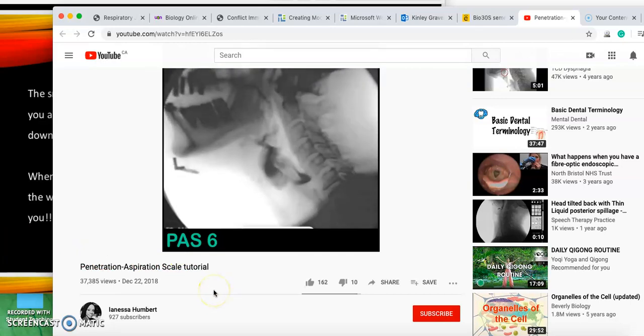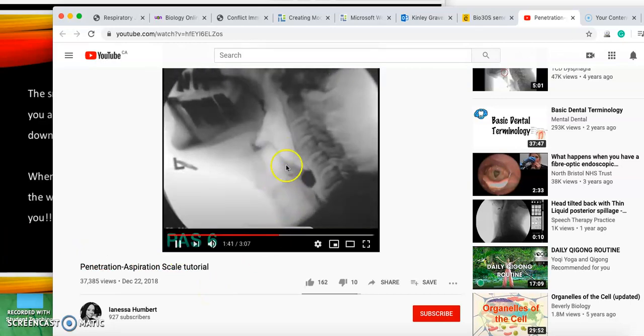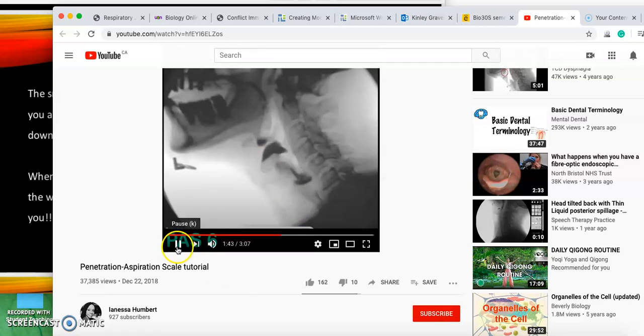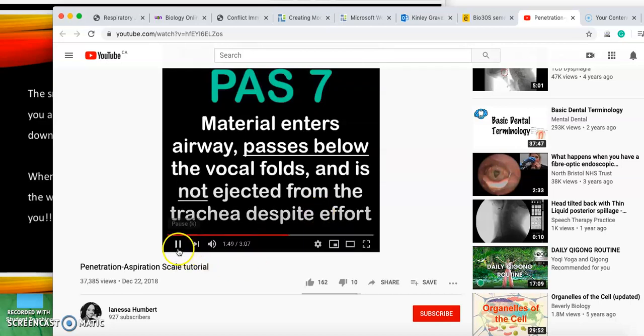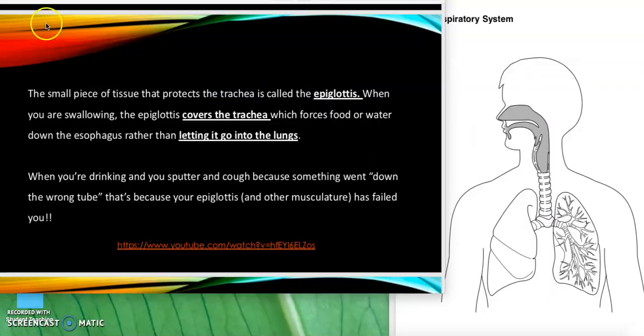As you can see, this person swallows, and right there, food was stuck in the pharynx, right here, and then the person coughed and ejected it back into their esophagus. So anyways, you're welcome to check that out. Again, kind of gross, but kind of interesting. So let's continue on.